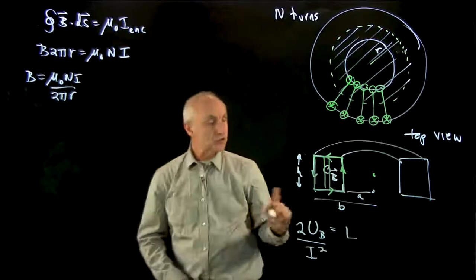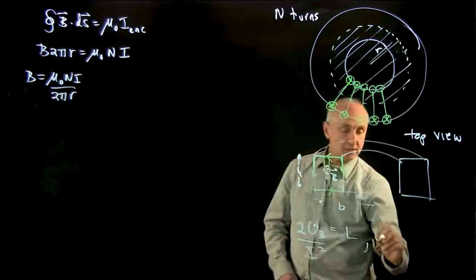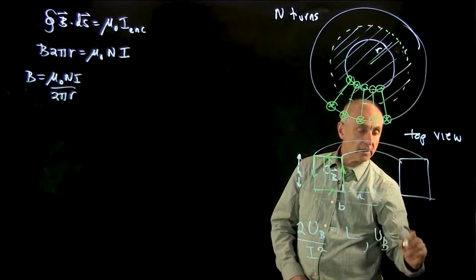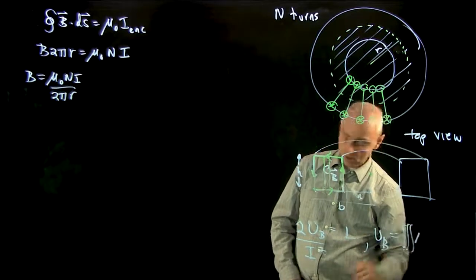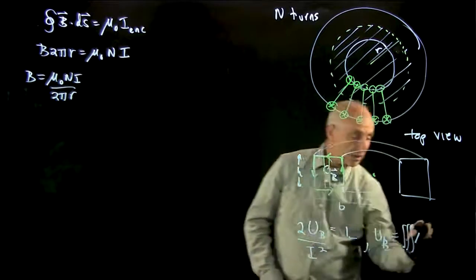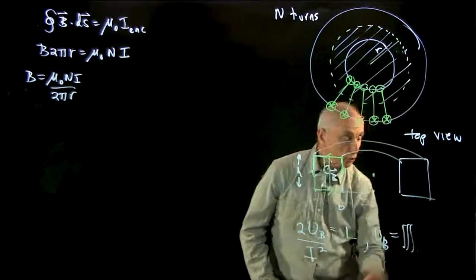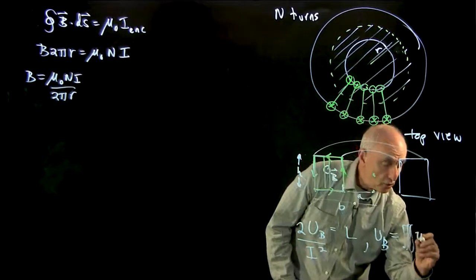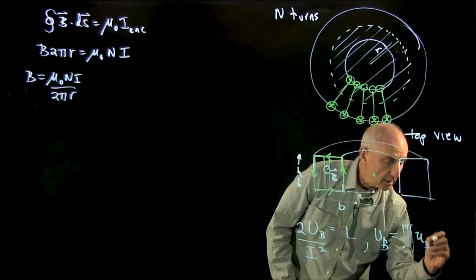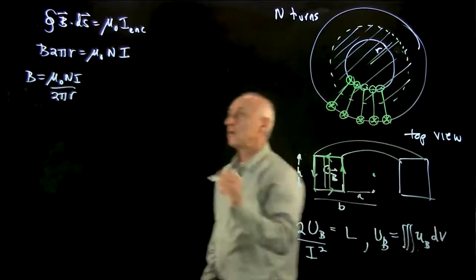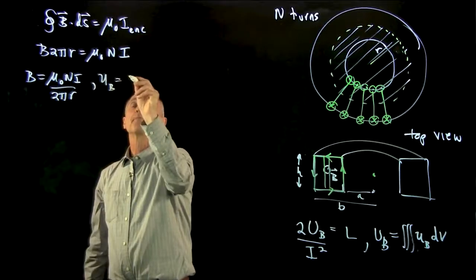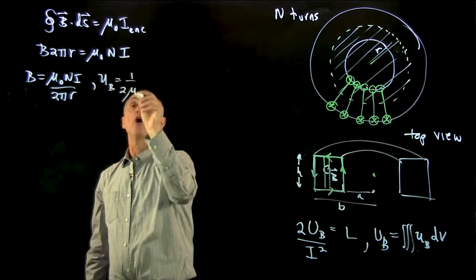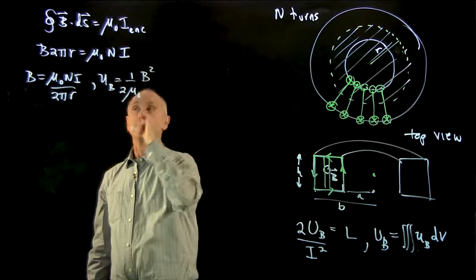And the magnetic energy stored is going to be the integral of the magnetic energy density. I have to be careful here because we have these mu's and u's. This is U magnetic times dV. And our U magnetic was equal to 1 over 2 mu naught times B squared.